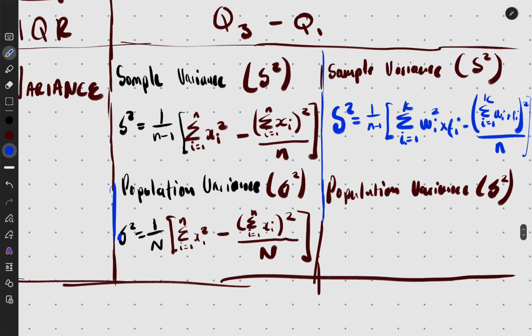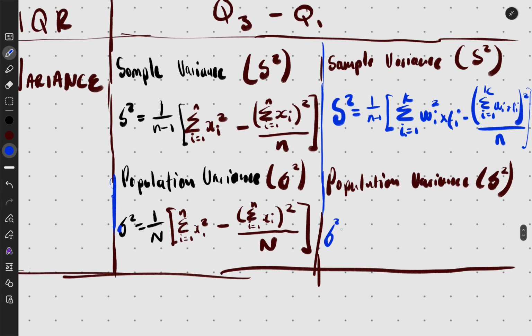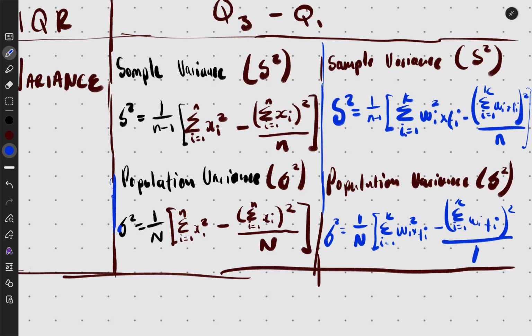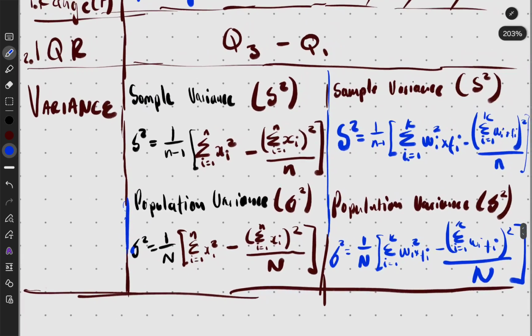For population, sigma squared is 1 over capital N, then the summation from 1 up to k of wi squared fi, minus the summation from 1 up to k of wi fi, with the square outside. Then we divide by the total number of terms. Remember that this is also outside. This is not hard, ladies and gentlemen. I know you can do it. Just remember variance.